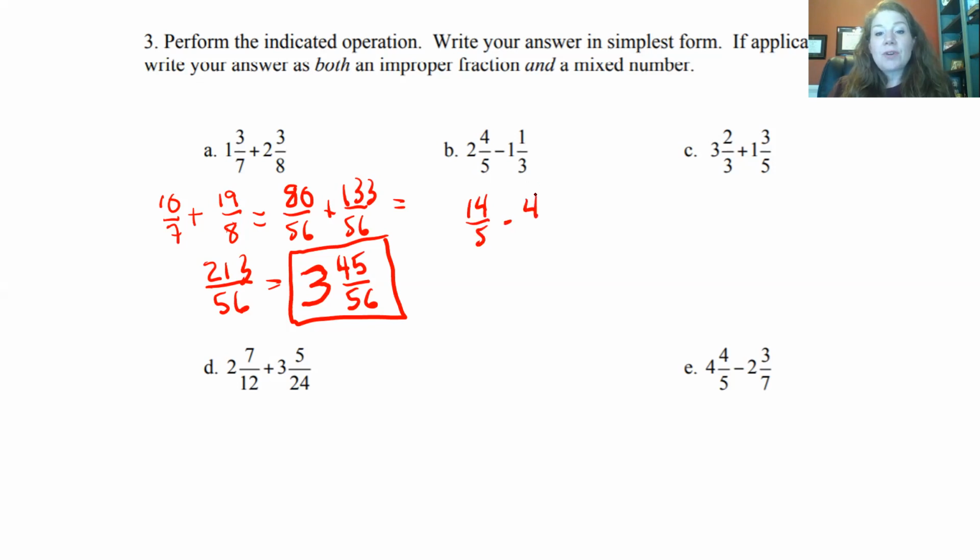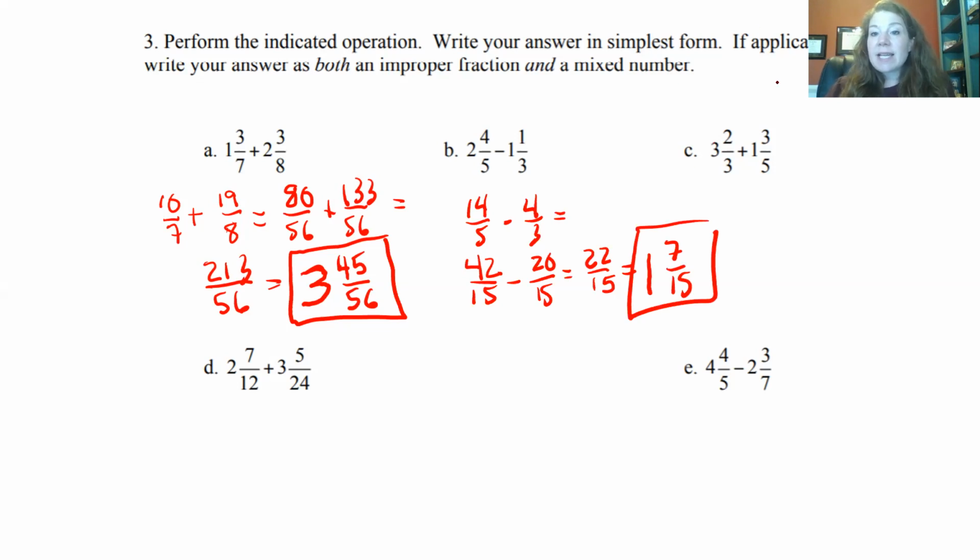So letter B, we have 2 times 5 is 10, plus 4 is 14/5, minus 3 and 1/3, which is 10/3. So our least common multiple is 15. So 5 times 3 is 15. 14 times 3 is 42. So 3 times 5 is 15. 5 times 4 is 20. So we're going to subtract. And 42 minus 20 is 22. 15 will go into 22 one whole time with 7 left over.